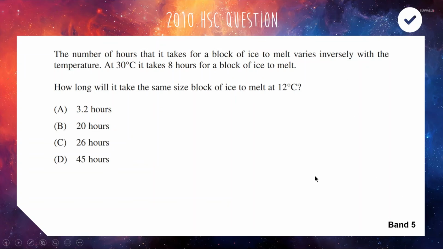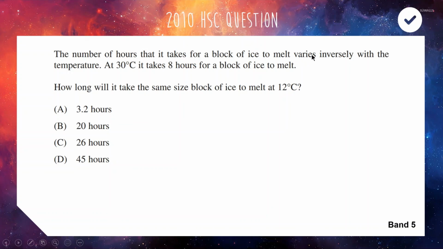All right, we have the number of hours it takes for a block of ice to melt varies inversely with the temperature, which makes sense. If the temperature goes up, the block is going to melt quicker, so the other variable, which is time, is going to go down. Okay, 30 degrees, it takes 8 hours for the block to melt. How long will it take the same size block of ice to melt if it was instead 12 degrees? All right, go ahead and pause the video and see if you can figure out this one for yourself, and then I'll spoil it for you very shortly.